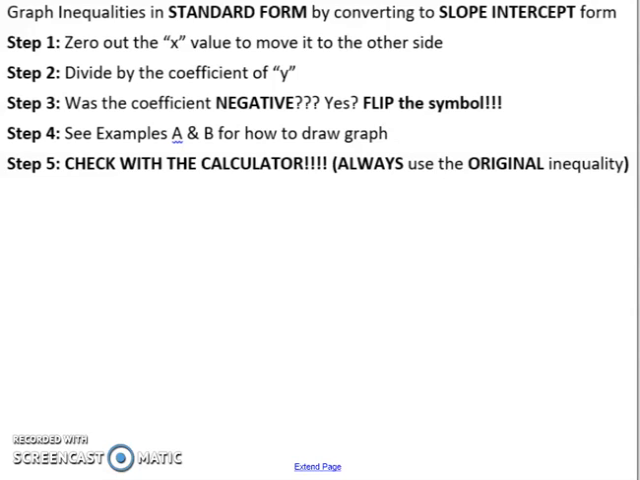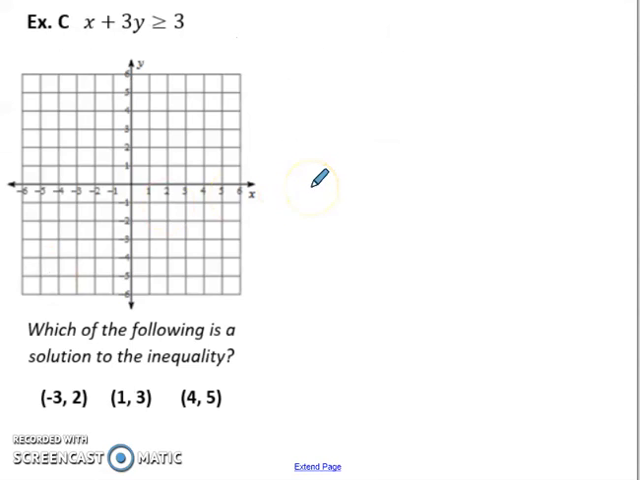The difference with standard form is we want to convert it to slope-intercept, right? Standard form's a little more involved to just straight up graph it. But if you convert it to slope-intercept form, you have your intercept, you have your slope. So zero out your x value to move it to the other side, divide by the coefficient of y, and then pay attention because remember, if it's a negative coefficient, our symbol flips because now we've changed the story a little bit. Then you graph it like a slope-intercept form inequality and use the calculator to check our work.